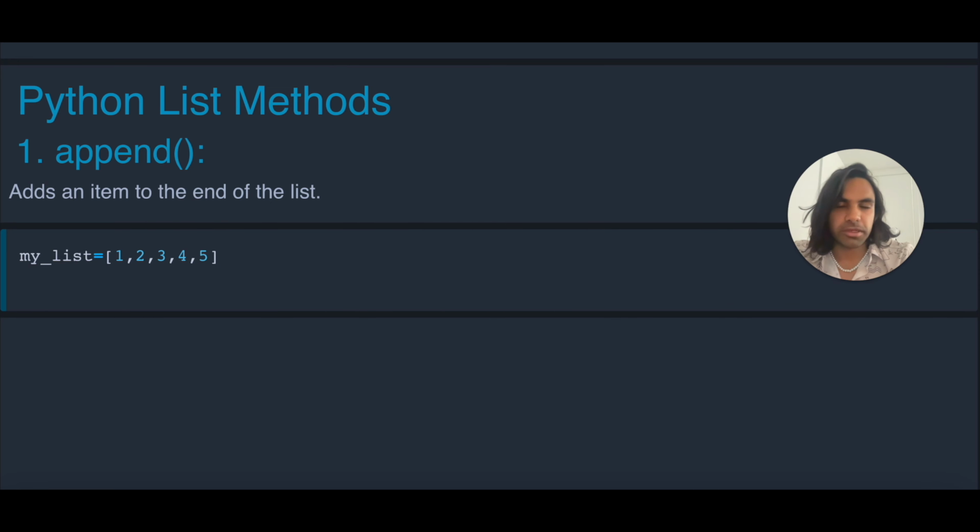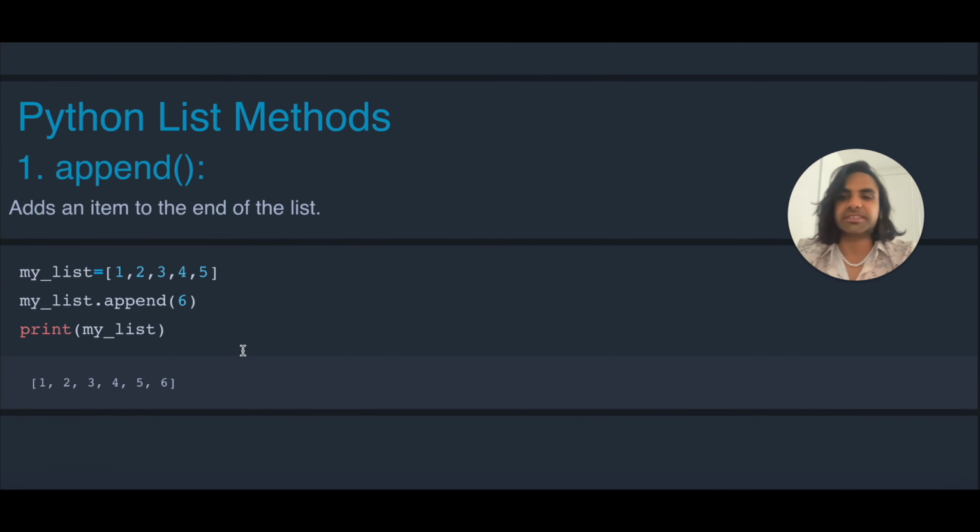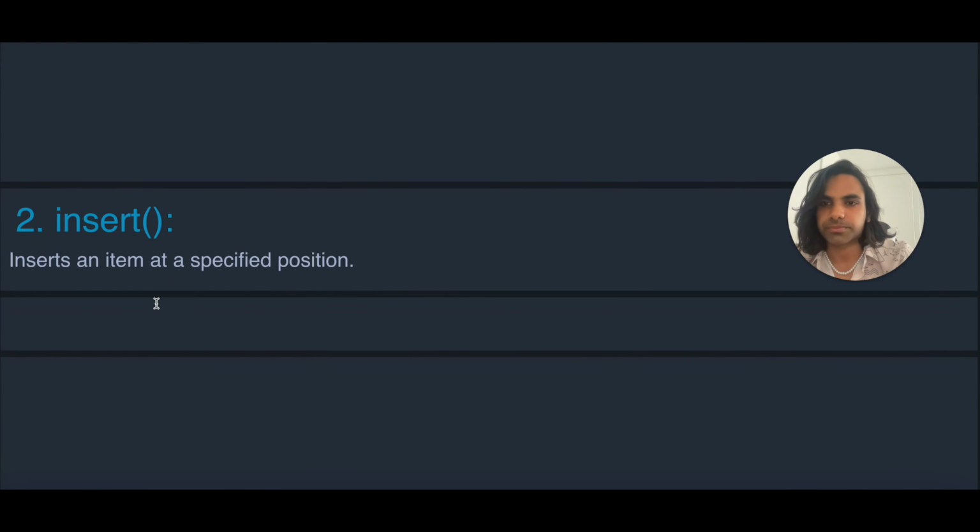If I want to add another element, that is number 6, at the end of the list, how can I do that? Let's see over here, my list dot append and 6. So the element 6 would be added after the element 5. Now let's print it out and see the output. I'm just saying print my list. As you can see, 6 has been appended at the end of the list. So this is how simple it is to add an element at the end of the list. Pretty simple, right? Okay, now let's move to another one.